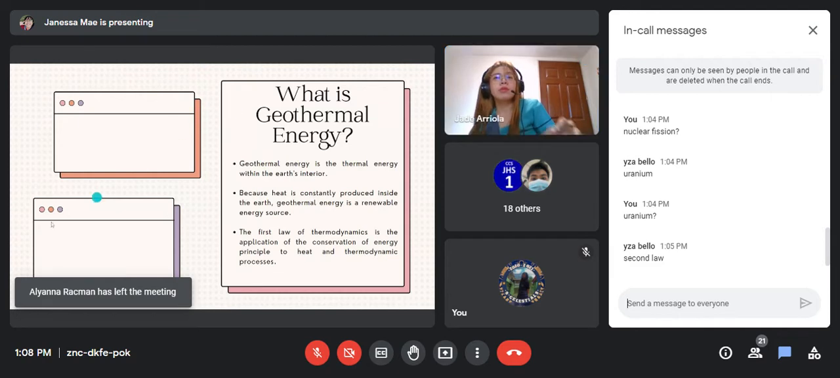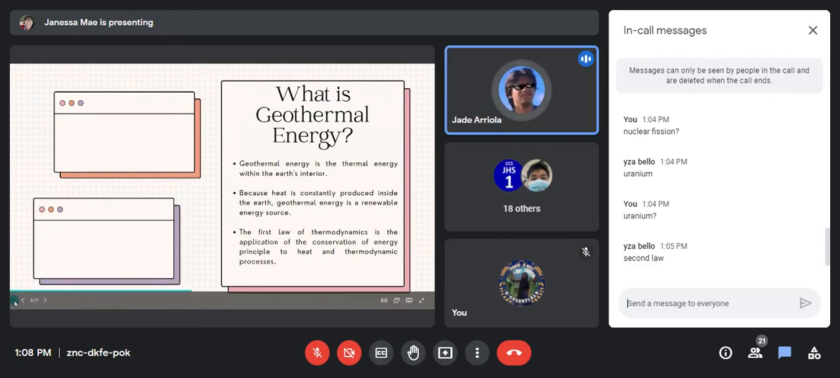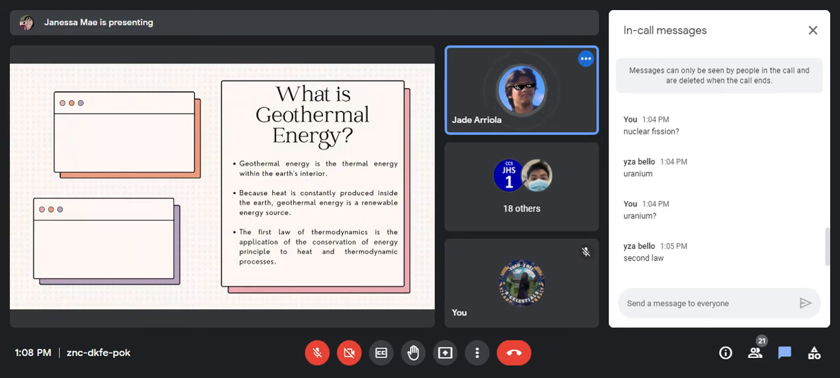What is geothermal energy? Geothermal energy is the thermal energy within the Earth's interior. Because heat is constantly produced inside the Earth, geothermal energy is a renewable energy source. The first law of thermodynamics is the application of the conservation of energy principle to heat and thermodynamic processes.